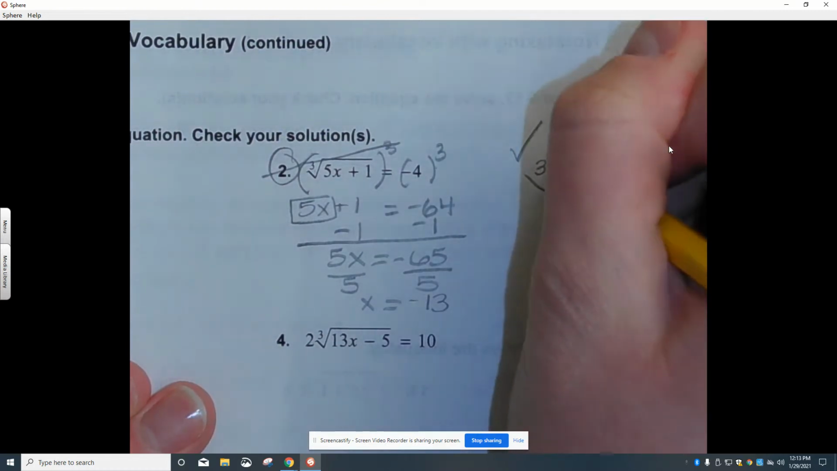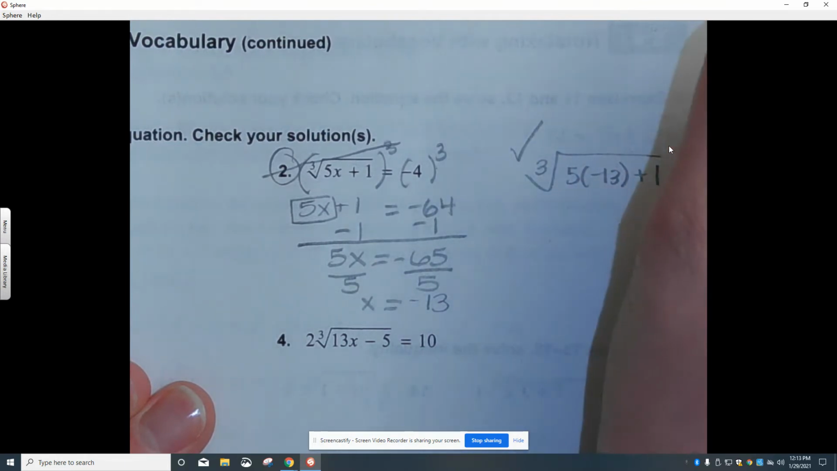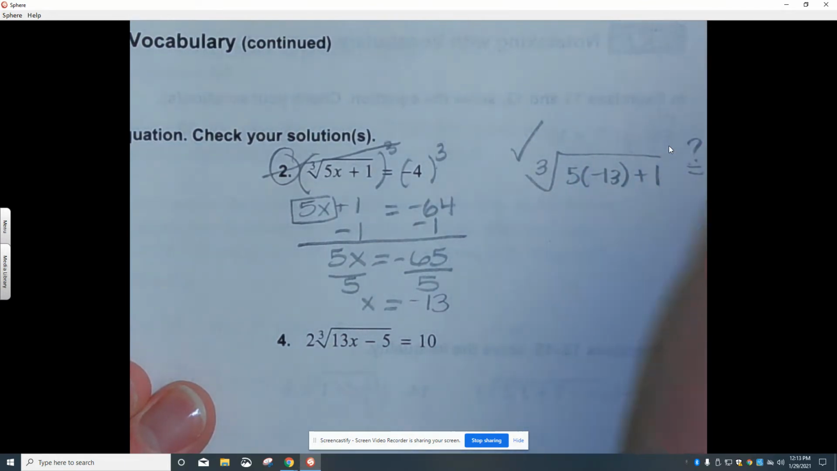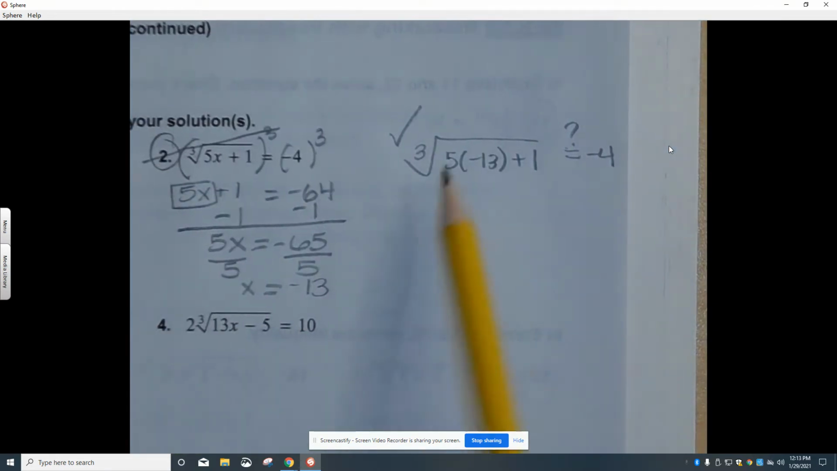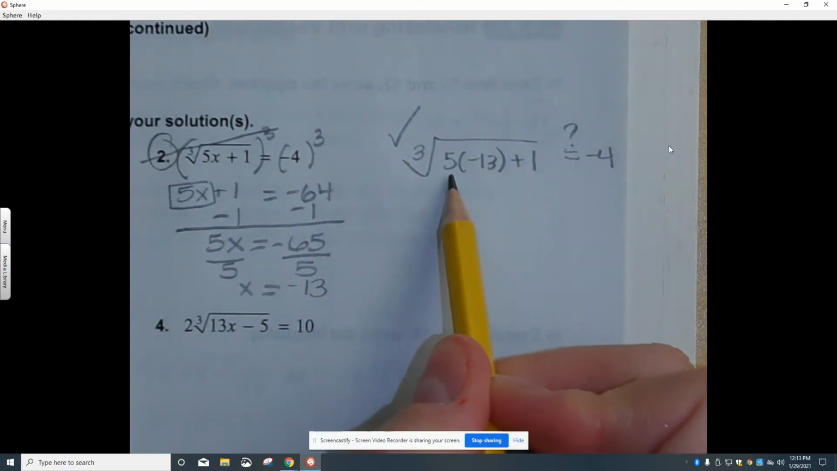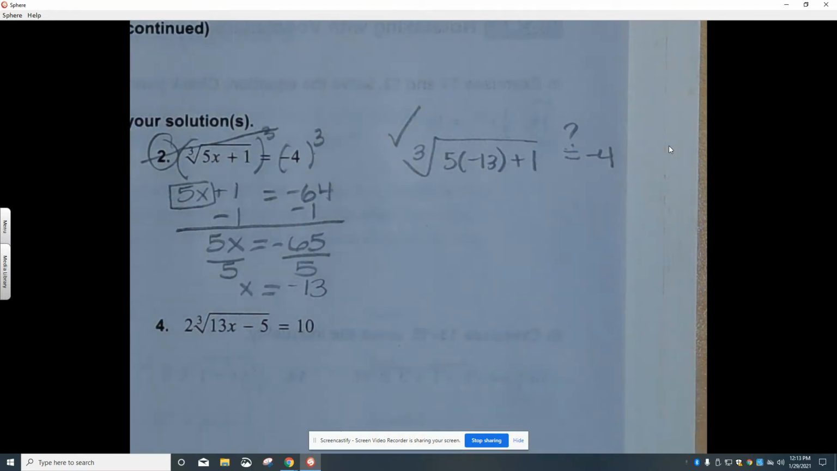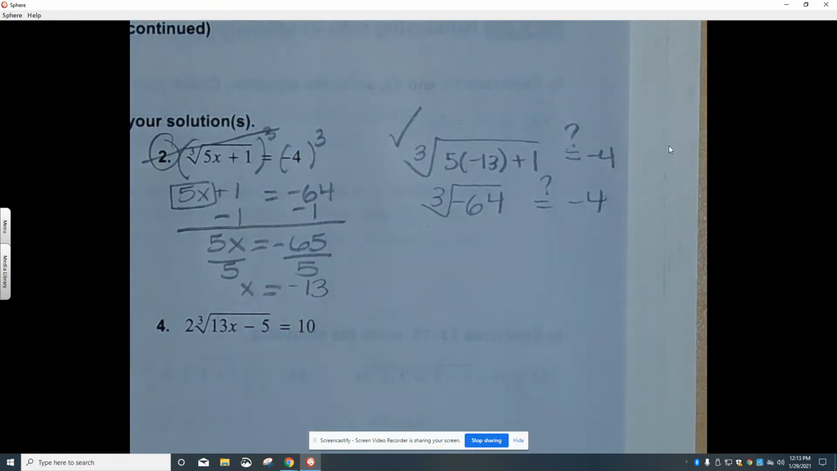So the third root of 5 times negative 13 plus 1, and that has to equal negative 4 for this to work out. If we want to check and see if that works, the best thing I can suggest is to simplify this as much as you can before you start using your calculator. There's a lot of little things you have to be careful of when you type this in, so just be careful. First thing, start with multiplying: we're going to take 5 times negative 13 plus 1, and that gives us the third root of negative 64. Now we want to know, okay, is that true?